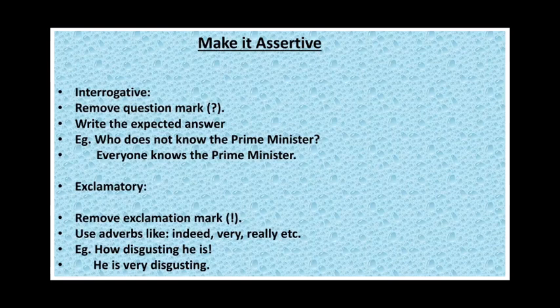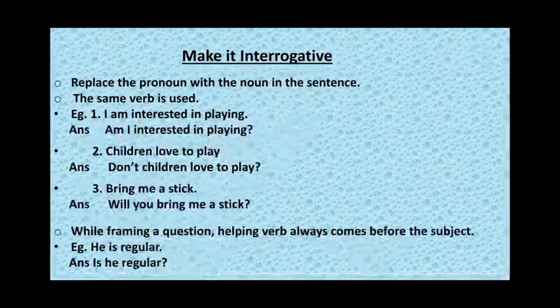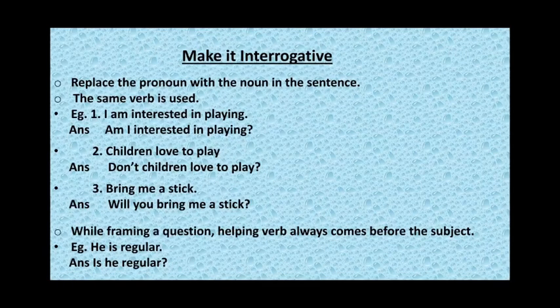Next, how to change a sentence into an interrogative sentence. First of all, we can replace the pronoun with the noun in the sentence. Then the same verb is used. For example, I am interested in playing. So, am I interested in playing? So this is changed into an interrogative sentence.